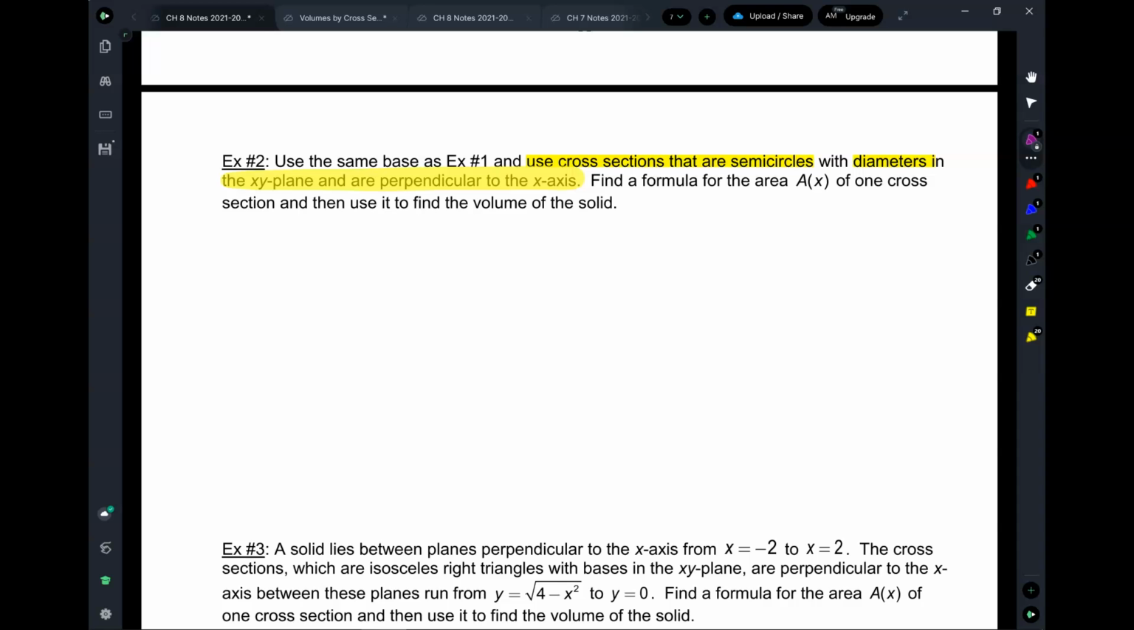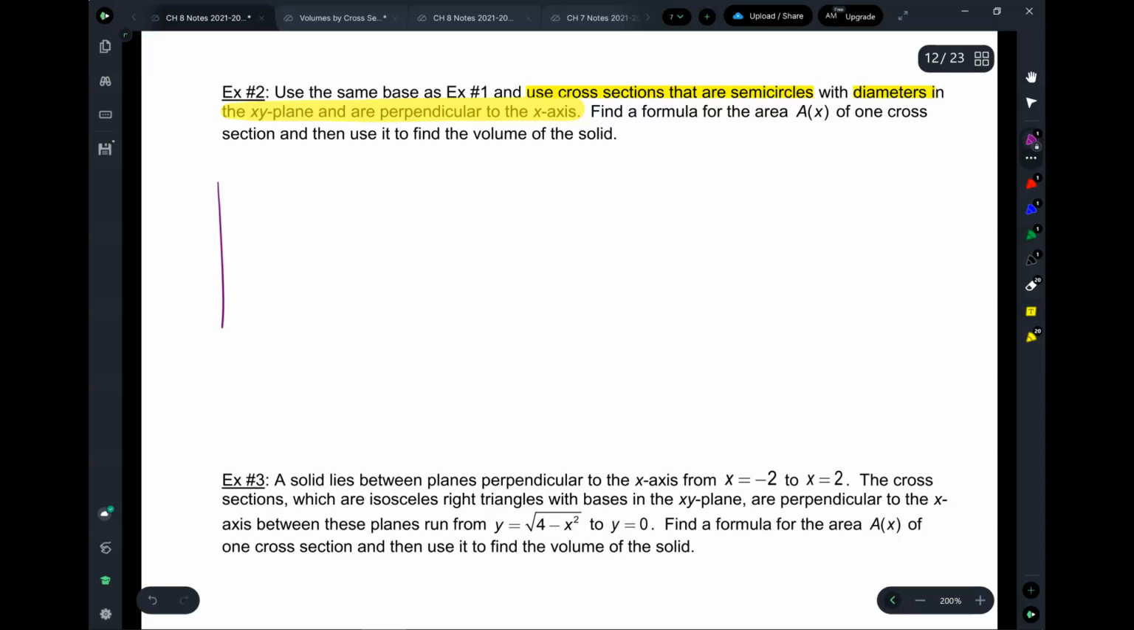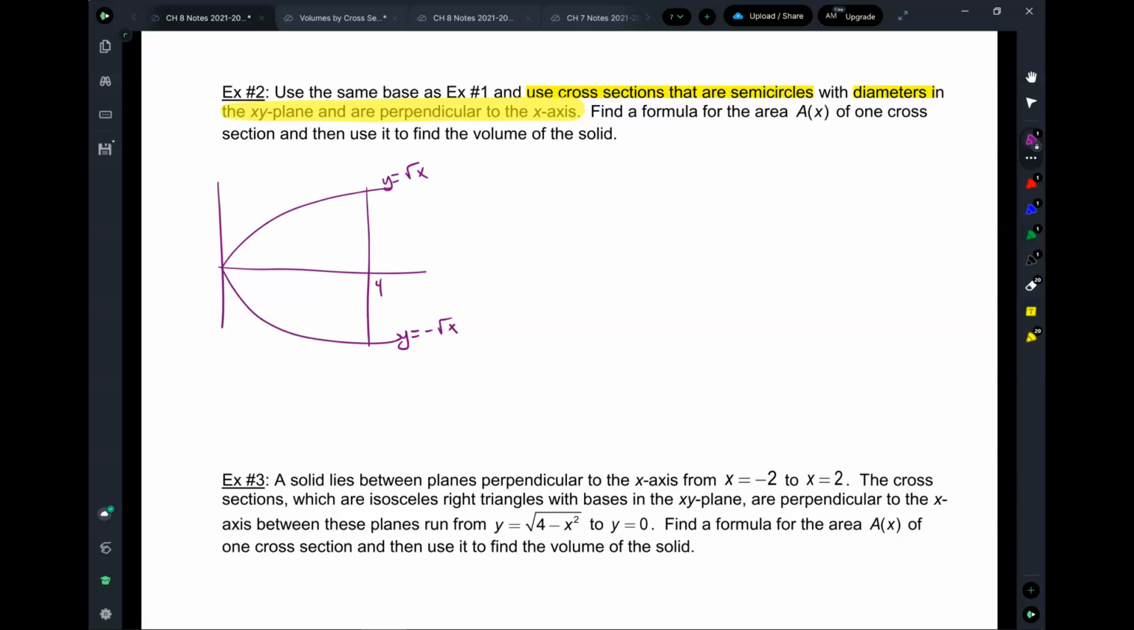Could you explain the y? I'm going to explain it again, so I'm going to draw it here again. We have y equals root x, and then y equals negative root x, and again we're going from 0 to 4. Here's how I do this. The cross sections are semicircles. So I draw a semicircle up here with diameters in the xy plane. This entire diameter is in the xy plane, and it's understood that it goes along the whole length of the curve, or the region.